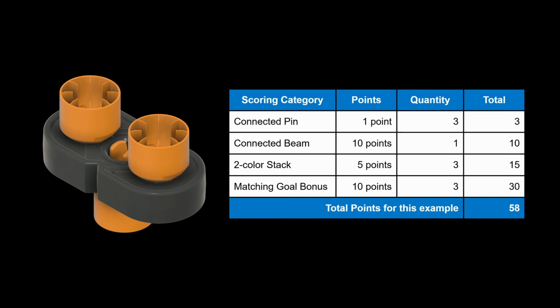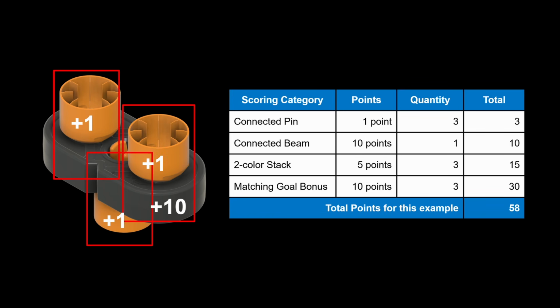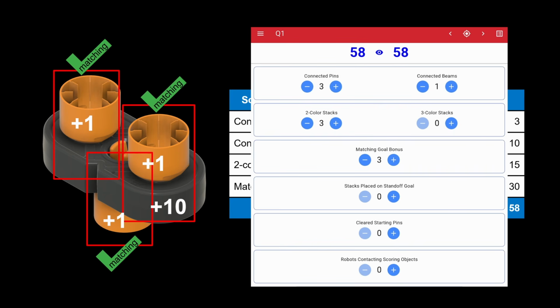Let's take a look at this one. Okay, this one's pretty straightforward. So this is 3 connected beams, 3 connected pins. There is 1 connected beam. There are 3 2-color stacks. And because they are connected to the beam, they all get the matching goal bonus for a total of 58 points. And that's what it looks like on the tablet.